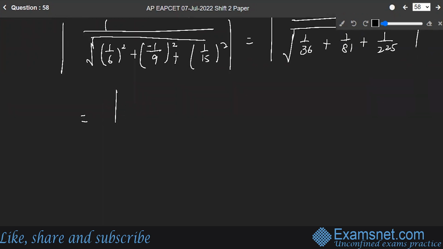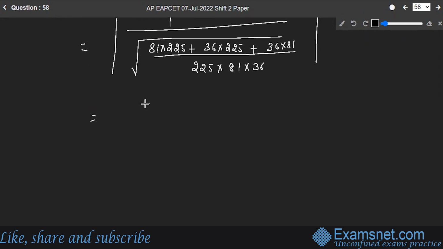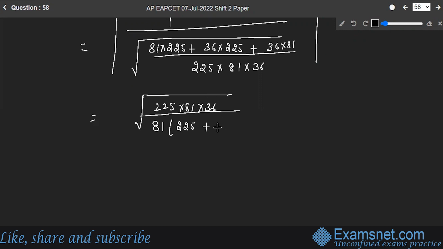So, let's solve it further. You will have the modulus of 1 upon the whole root of (81 into 225 plus 36 into 225 plus 36 into 81) whole divided by 225 into 81 into 36. All right. This can be written as root of 225 into 81 into 36 whole divided by 81 into 225 into all these things. So, this is actually equal to 81 taken common from here. You'll have 225 and plus 4 into 25, which is 100, plus 36.